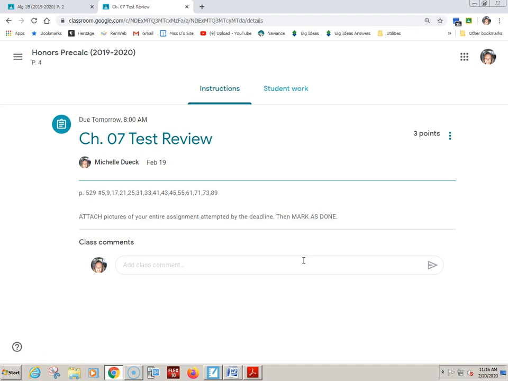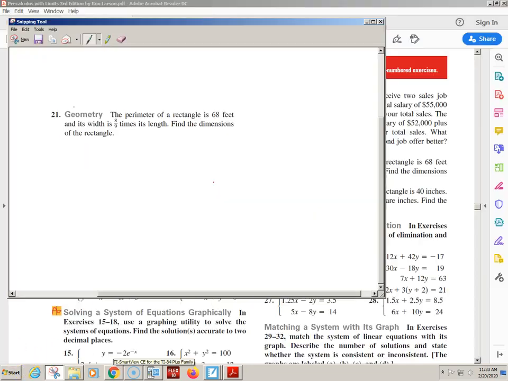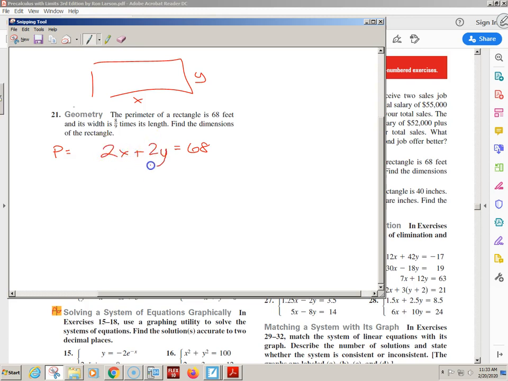Pausing the video now. If it could be helpful, perimeter of a rectangle. I could just put P, but I'm pretty sure I'm supposed to have X's or Y's, right? So, what is the perimeter of a rectangle? If you walk the perimeter, aren't you walking around? All the sides added. Yeah, so it's going to be 2 of those X's and 2 of those Y's, all added together, is 68 feet, and its width is 8/9 times its length.